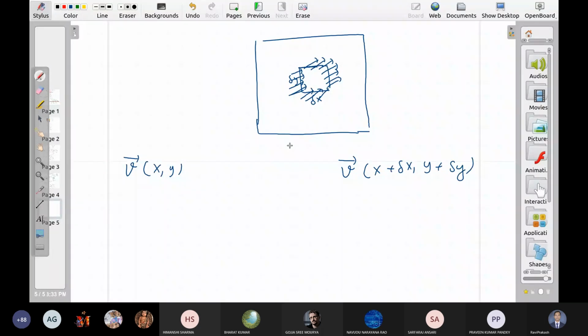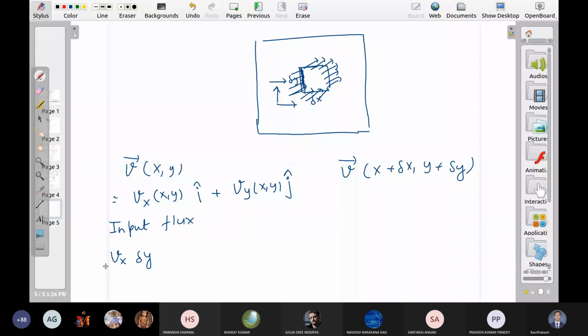so what is the input flux? So let us write it like the x component of this velocity, that may depend on both, times i cap, plus the y component of the velocity, that may also depend on x, times j cap. So x component means this, y component means this. What is the input flux? So x component is this. Corresponding flux is: through delta y length, how much fluid went in, vx delta y. And the y component is going in this direction, how much fluid went into this area, vy delta x. Right?